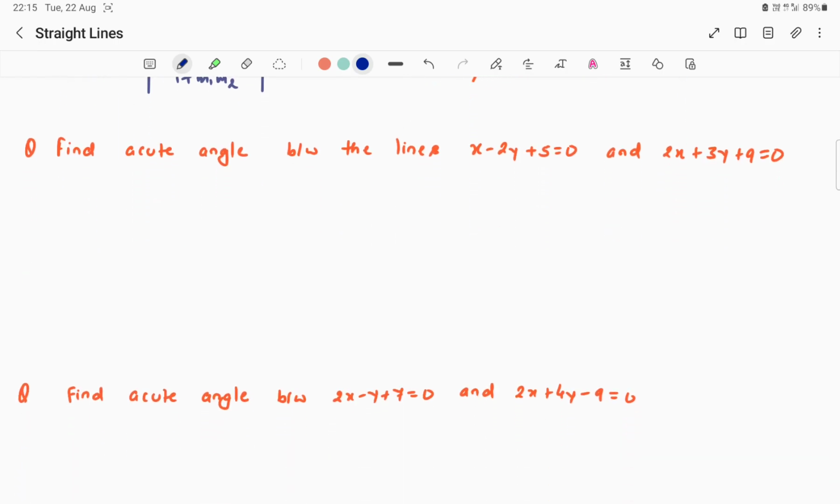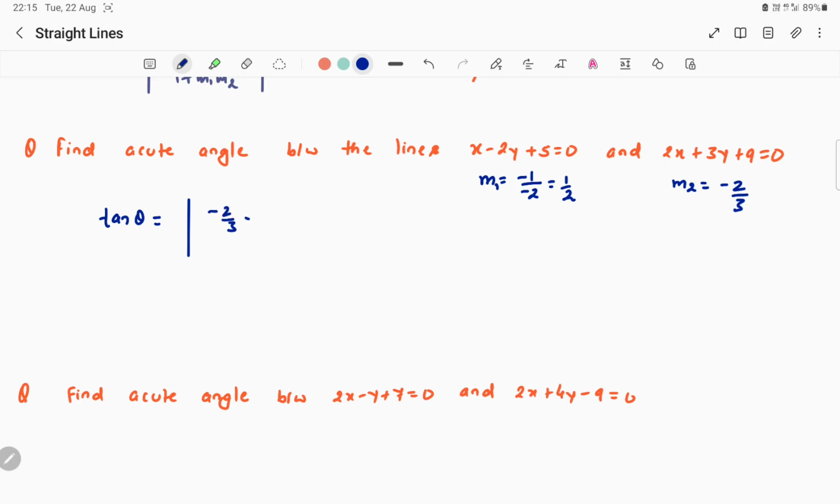Okay, so let's say we have the question: find the acute angle between the lines. So what is the slope here? It should be spontaneous. It is minus coefficient of x divided by coefficient of y, which is how much? 1 by 2. And here what is the slope? It is minus coefficient of x by coefficient of y. So you want the angle, isn't it? So let's say theta is the angle, so tan theta is m2 minus m1. Either one you can consider as m1, and the other as m2.